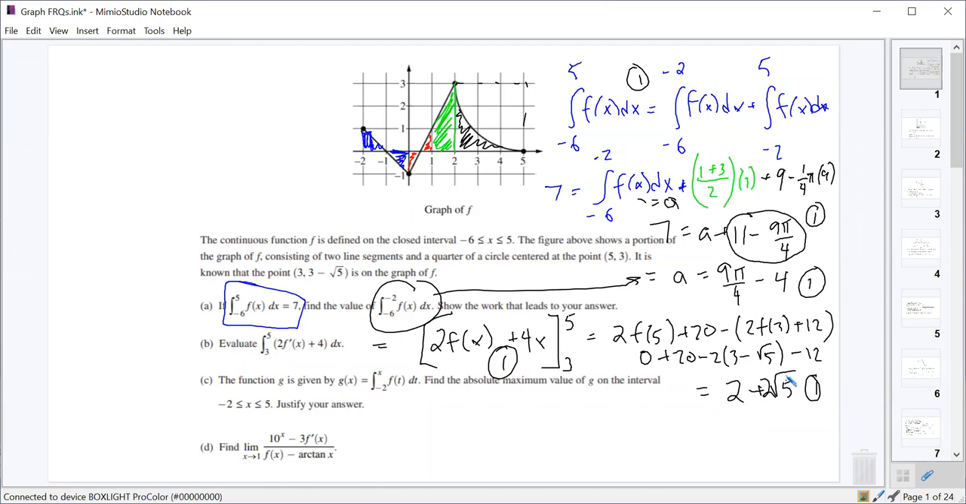All right. Part C. The function g is the integral from -2 to x of f of t. Find the absolute max on the interval -2 to 5. So an absolute max on a closed interval can occur at endpoints. Always check the endpoints, so -2 and 5. These are two values. And also any places where the derivative goes from positive to negative.